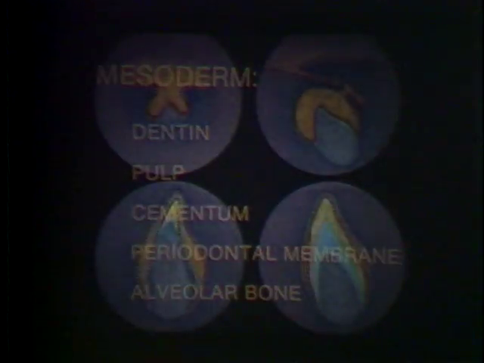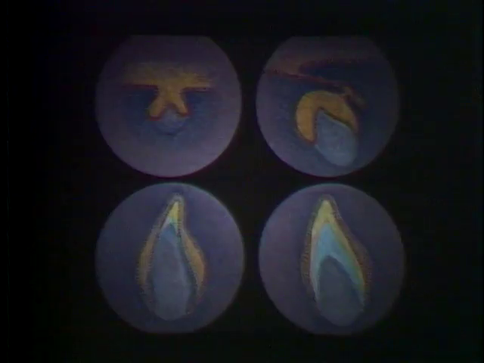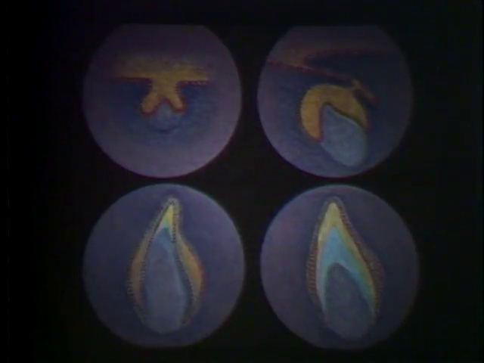This slide illustrates 4 steps in the development of a tooth. You can see that during development, the ectodermal tissue, shown in the slide in gold and red, surrounds and helps shape the mesodermal tissue in blue and yellow, which ultimately makes up the tooth.